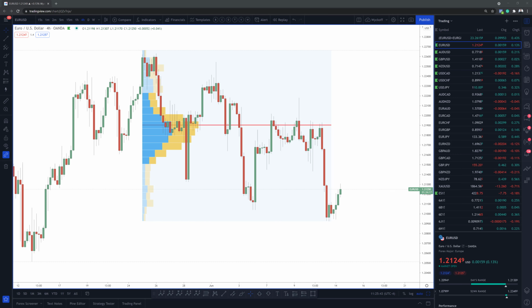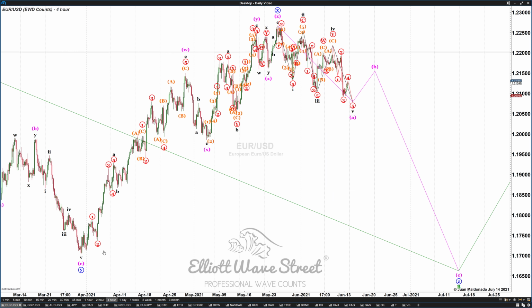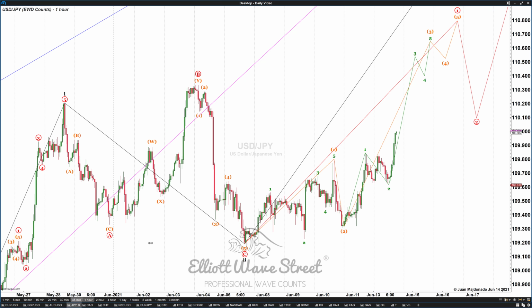Let's have a look at the dollar yen. On the dollar yen, I'm bullish. I went long on the dollar yen right here at this candle, this green candle, once the price started to reverse. That's the 109.35, and I leave the stop loss below the low.